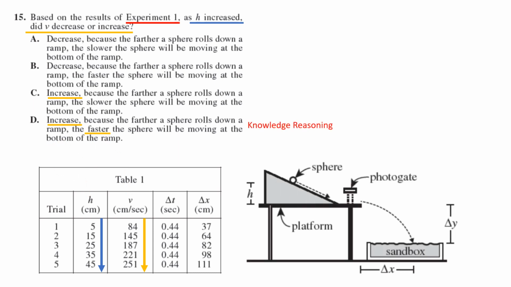Now we have to know why, and this is where it's a little bit of knowledge and reasoning. The further up the ramp you go, the higher this height is, right? The more speed the ball will pick up and it'll be moving faster. So your answer is D. A little bit of knowledge reasoning there.